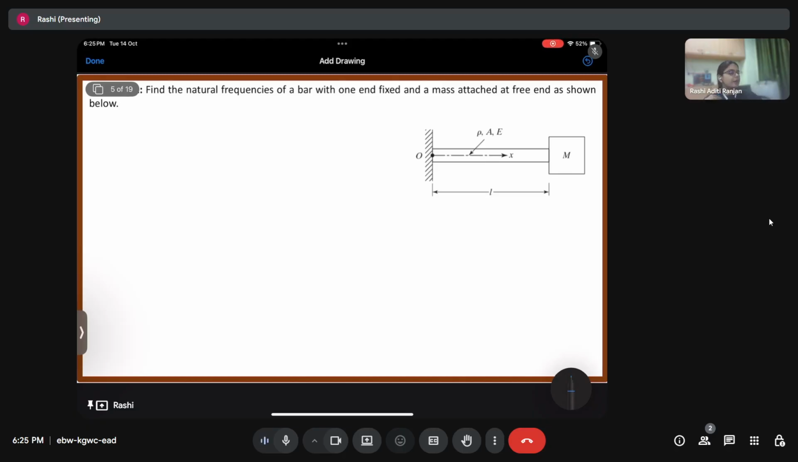So we are supposed to find out the natural frequency. Now, if you look into this question clearly, for this kind of a question wherein we have to find out the natural frequency for a cantilever beam, it has already been done, I guess, in the book, or it is discussed in the class as well.